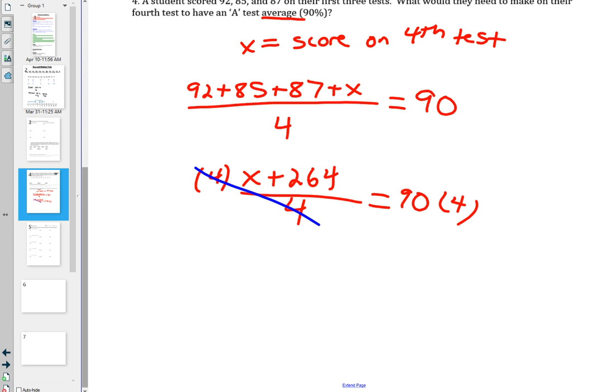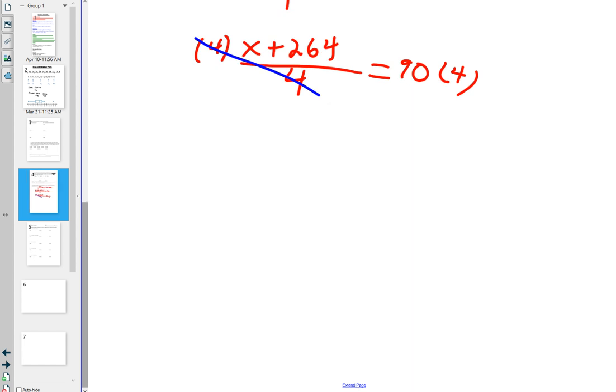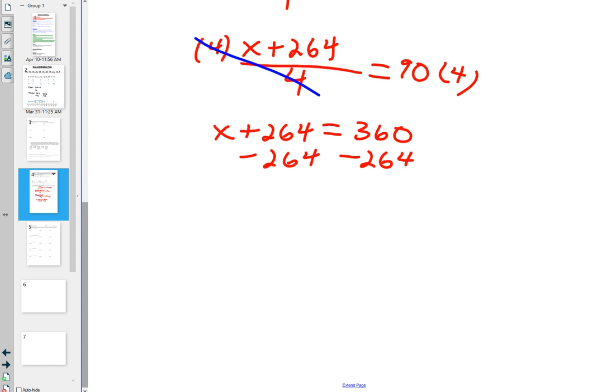X plus 264 is equal to 360. Minus 264, minus 264. So on that last test, they're going to have to get a 96.